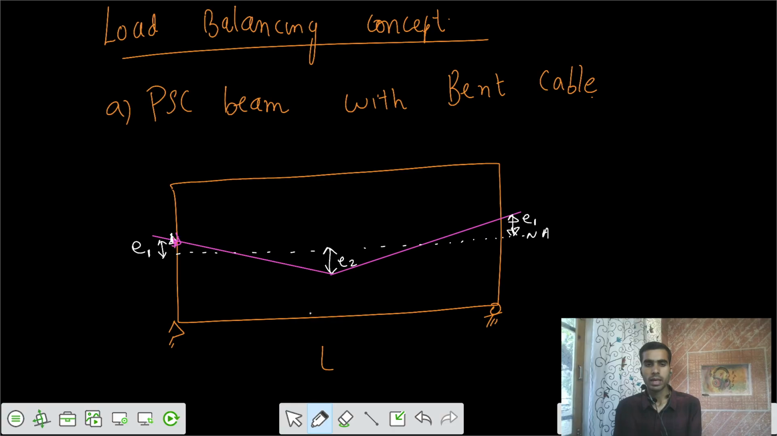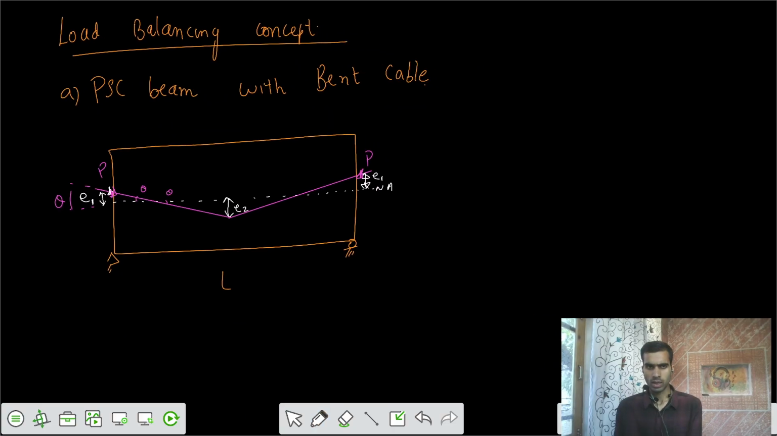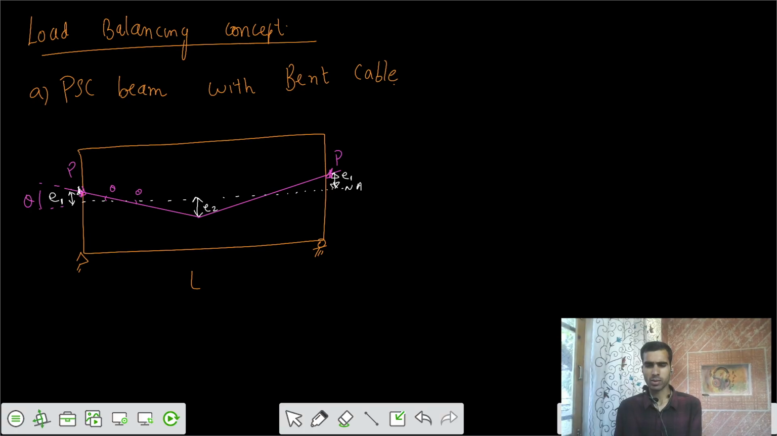Let's say this is the bent cable, and prestress force P is applied, and there's some angle theta here, and also theta here, and theta here. Now the concept is the load balancing concept.